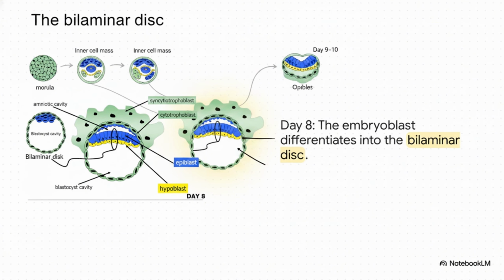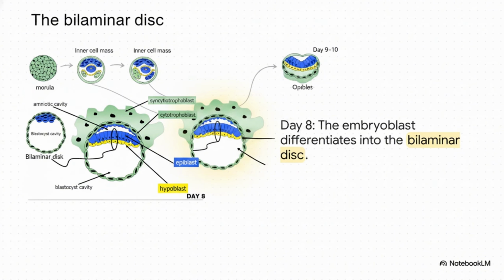The inner cell mass, the part that will become the embryo, also called the embryoblast, splits into 2 very distinct layers. You've got the upper layer of tall columnar cells, the epiblast, shown here in blue, and the lower layer of smaller cuboidal cells, the hypoblast, in yellow. Together, they form this beautiful 2-layered plate called the bilaminar disc.